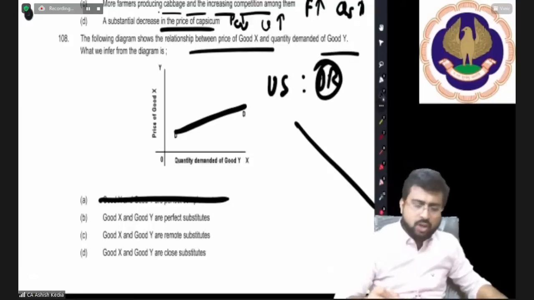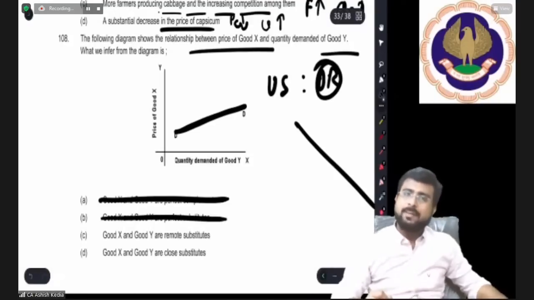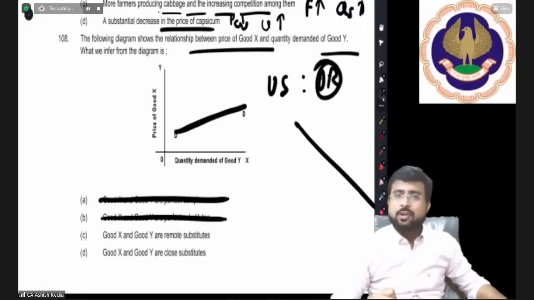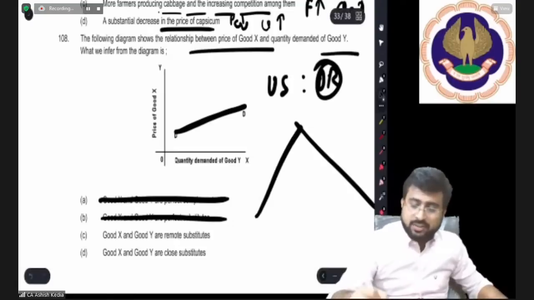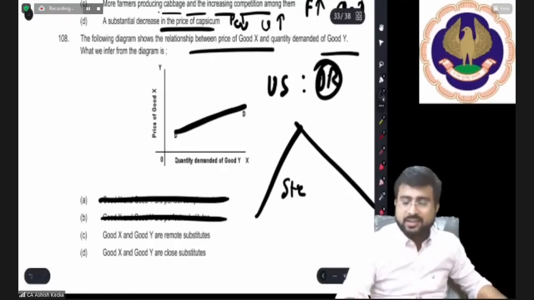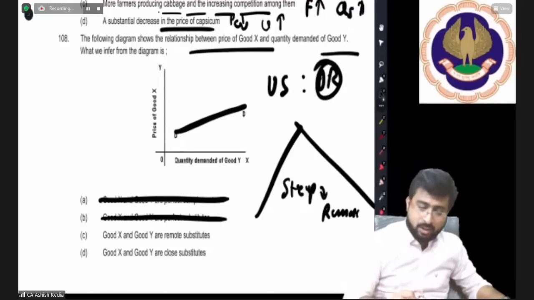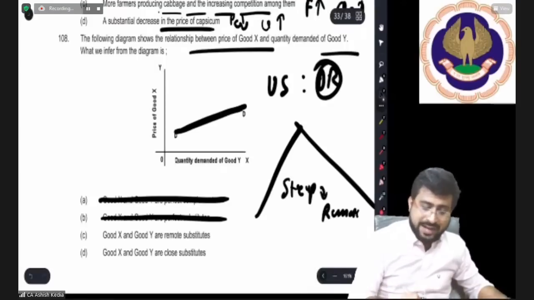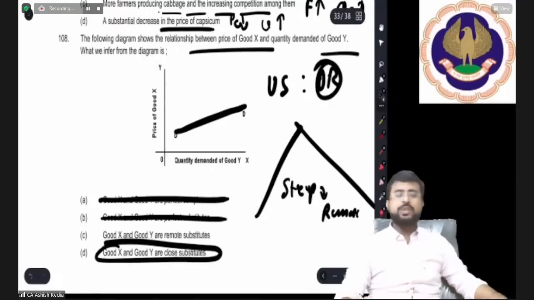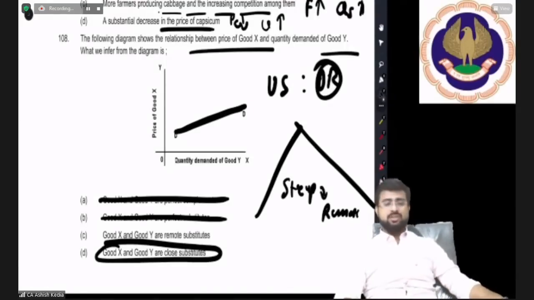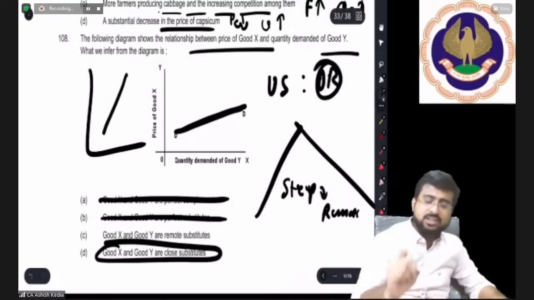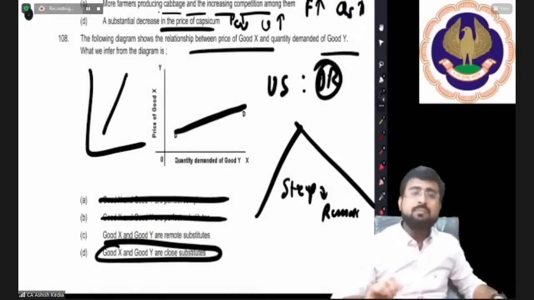Now, they are not perfect substitutes, obviously. What kind of substitutes are these? See, if the curve is relatively steep, then they would be remote substitutes, that is, not very close substitutes. But since it is almost flat, it seems to be a close substitutes case. They are close substitutes. Had the curve been steeper, they would still be substitutes, but remote substitutes.